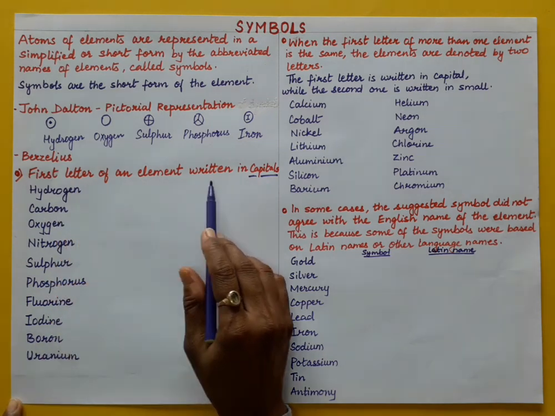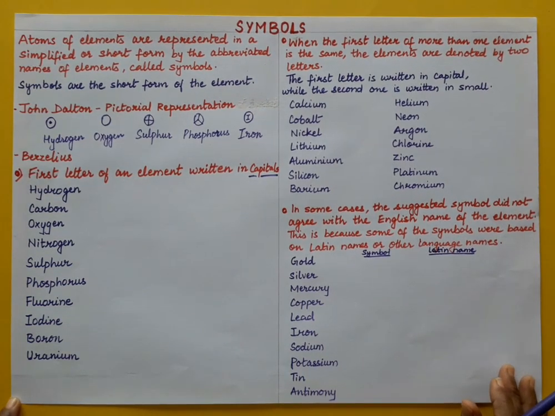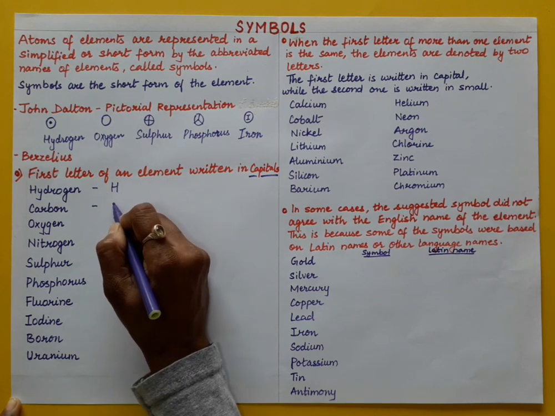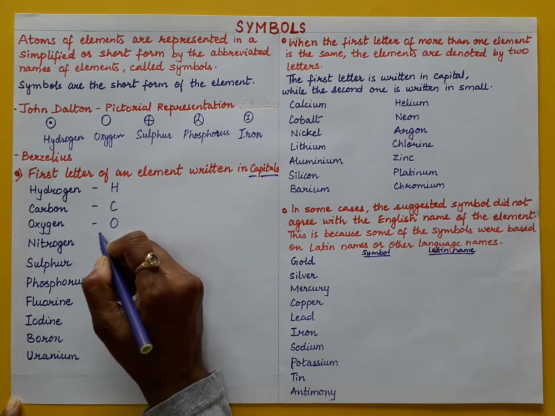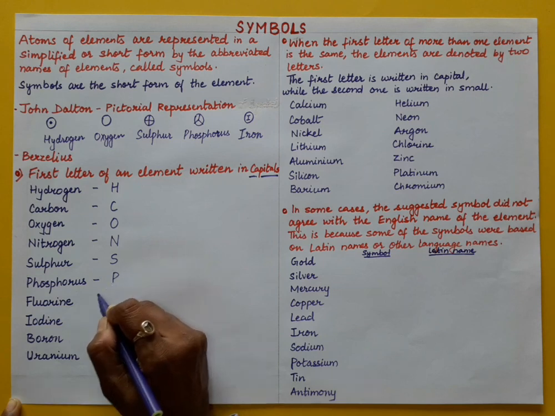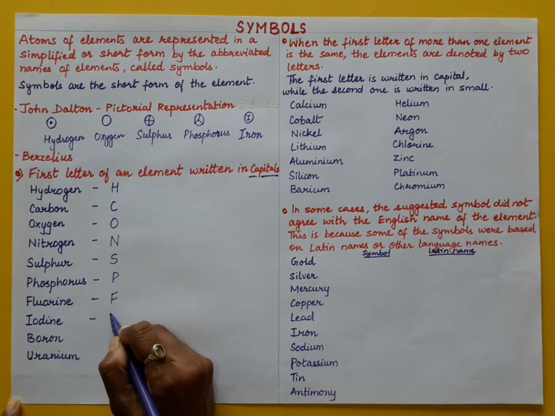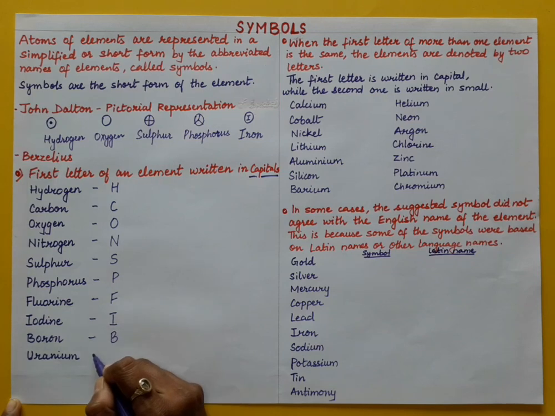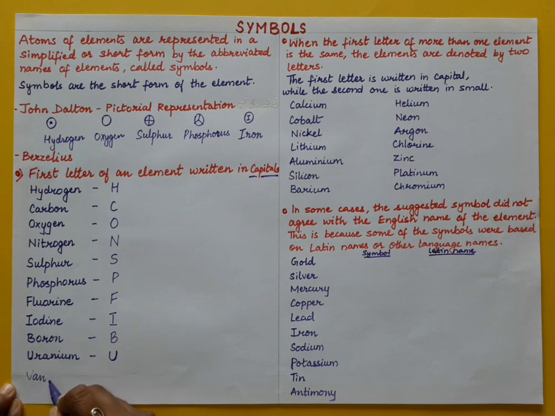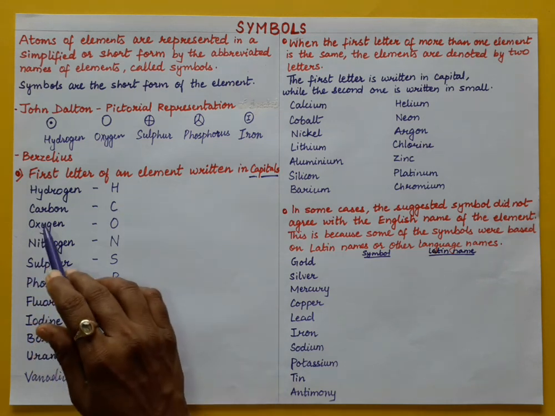So the first letter of the element is written in capital. For hydrogen, H was taken, the first letter in capital. Carbon C, oxygen O, nitrogen N, then sulfur S, phosphorus P, fluorine F, iodine I, boron B, and uranium U. Vanadium is one more, that is capital V. So these are the several elements whose first letter was taken in capital form as a symbol. So these are the symbols of these elements.